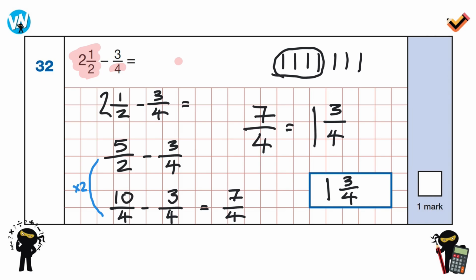The only extra step from all of our other fractions questions is converting this mixed number into an improper fraction by doing 2 times 2, add the numerator. So very simple, very effective.